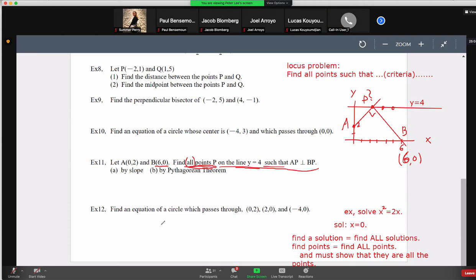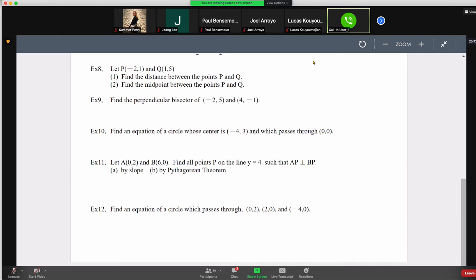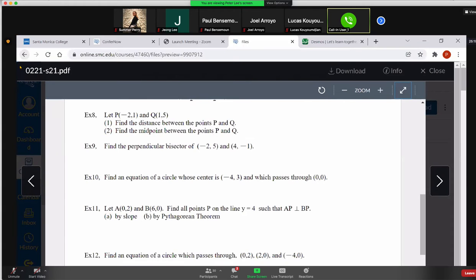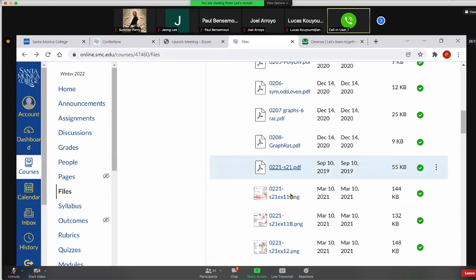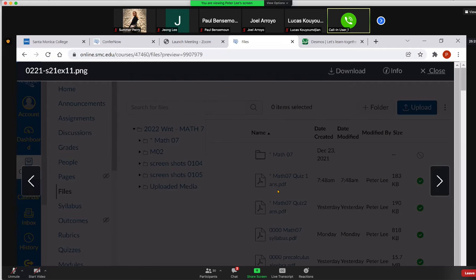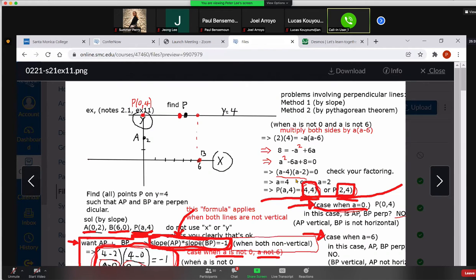Okay, so this is example 11. What I'm going to do now is save this and then clear this. I'm going to open another file here, the next one, 0221, example 11. The very next file is actually the solution to this example 11, which I just explained to you. So let me open up this one. That's exactly this one right here. So now let's look at the solution, example 11. That's the one which I just explained.